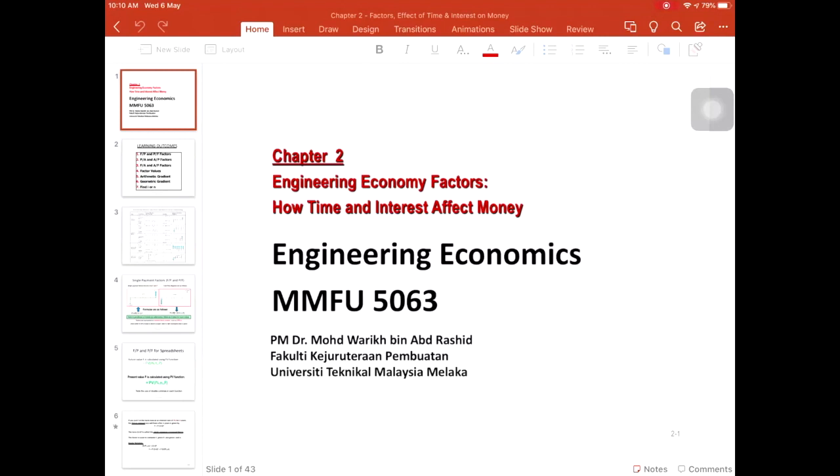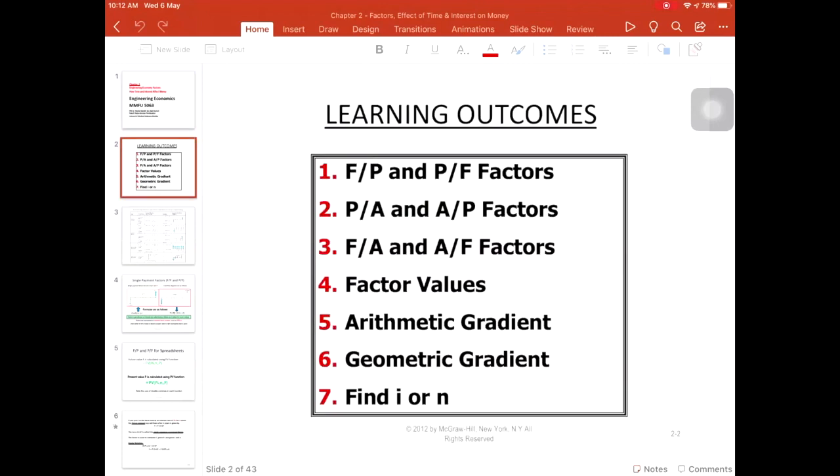Right? Okay, good. So today, how time and interest affect money. We have 7 LOs here. The first one, you have to know about the P/F, F/P factor. What does that mean? F is what you have to find, P is given. And then you have to find P, F is given.